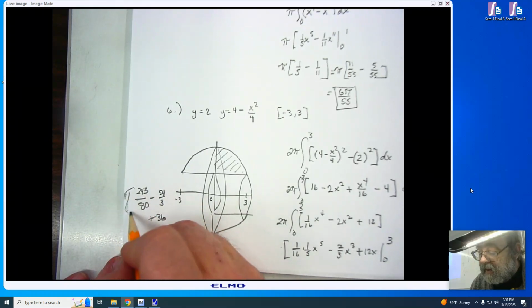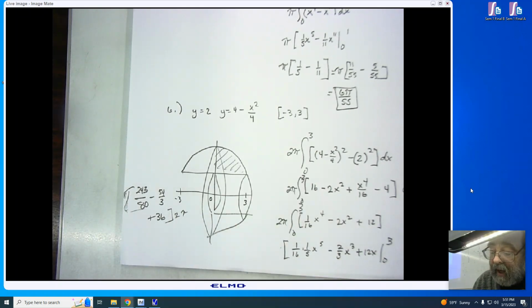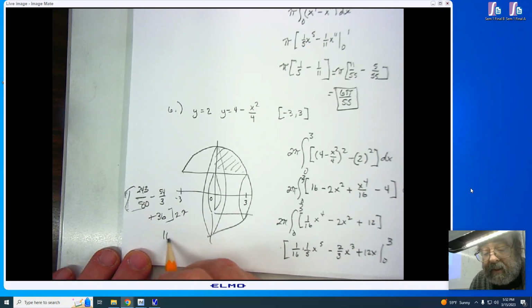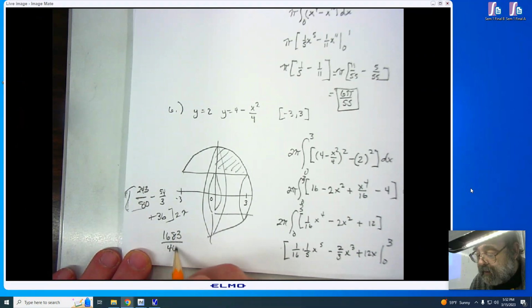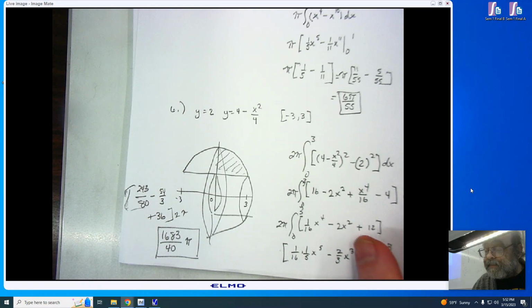Keep in mind that at the end, we're going to multiply our result by 2 pi. So let's take 243 divided by 80. We're going to subtract 54 thirds plus 36. We're going to write this as a fraction to begin with. Then we're going to multiply by 2. And we end up with 1,683 40ths pi. And there's my answer for number 6.